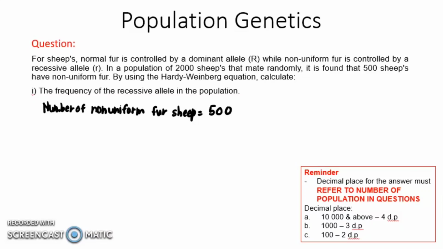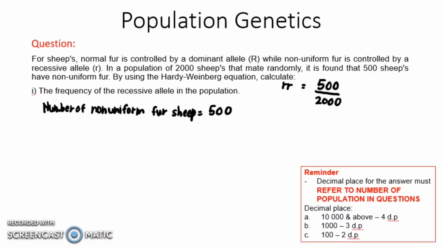So how to answer this question? First of all, as I explained before, the guideline to calculate the allele frequency, whether the recessive allele frequency or the dominant allele frequency, you must first identify q square, or the homozygous recessive genotype frequency in this population. So how do we know? Individuals with non-uniform fur are homozygous recessive. So non-uniform fur, in terms of genotype, is small r small r, and the number is 500 over 2,000. Small r small r in the Hardy-Weinberg equation is represented by q square, because small r small r is the homozygous recessive genotype.